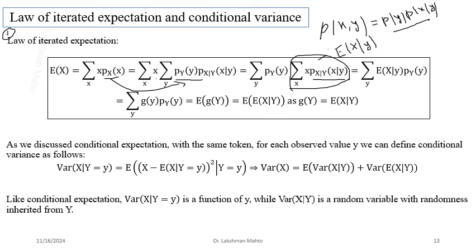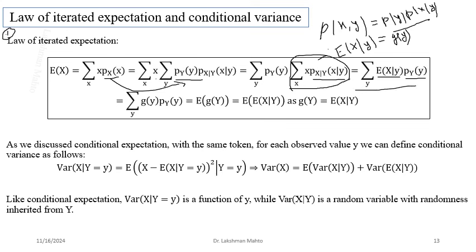And here, what remaining thing are we having? The conditional expectation of x given y, times the probability mass function of y. What quantity do we have to mention? It is actually a function of y, g of y. We had called it g of y. So what is this? As per the expected value rule, it is g of y times the probability of observing y. So it is a legitimate expectation.